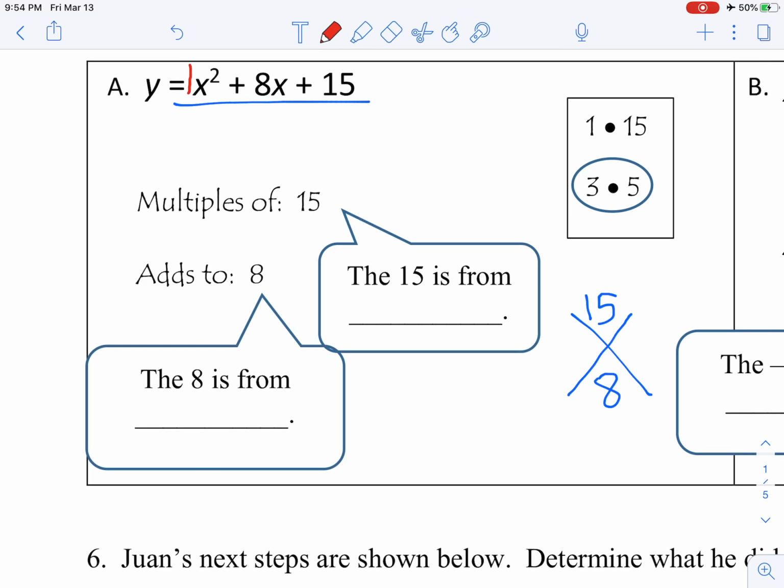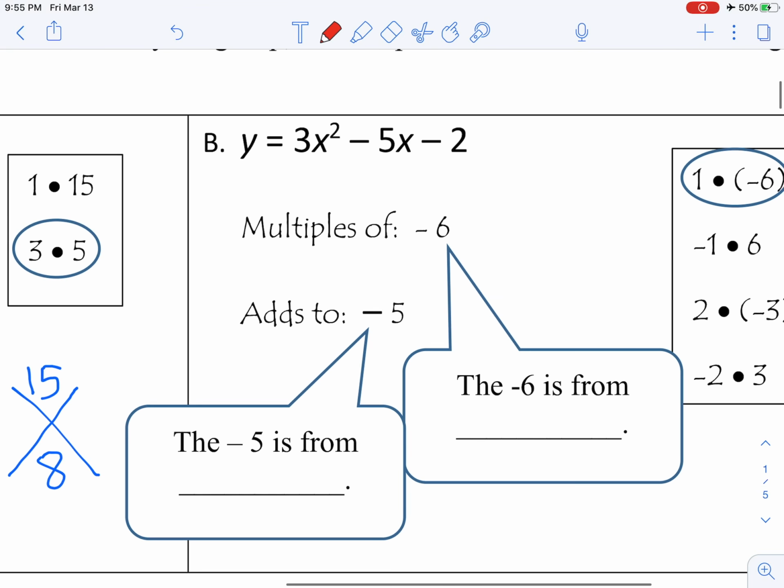But really and truly, we're going to look at the number that's sitting in front of the x squared also, because we're going to get 15 by A times C. That's how we get our 15. And if you look at the equation up here, you'll see that the 8 comes from the B value. So when we're doing a generic one of these, A times C goes on top and the B goes on bottom. So let's look over at this one.